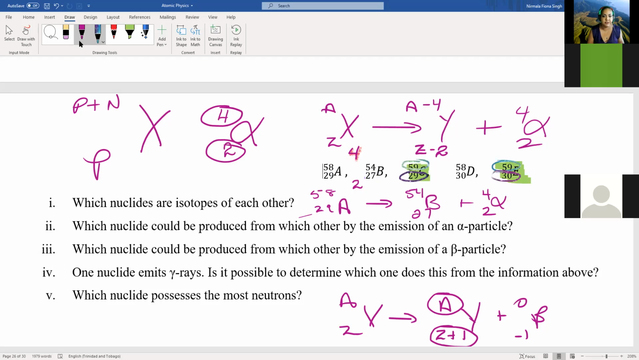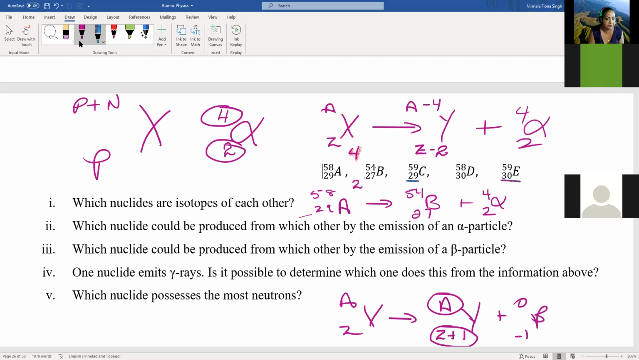Anytime something undergoes beta decay, it changes into something else. So the mass number remains the same, and your proton number went up by 1. So that would give you C and E. E is the particle that was created after C underwent beta decay. Hope you're writing this down because, again, it's coming in the quiz.